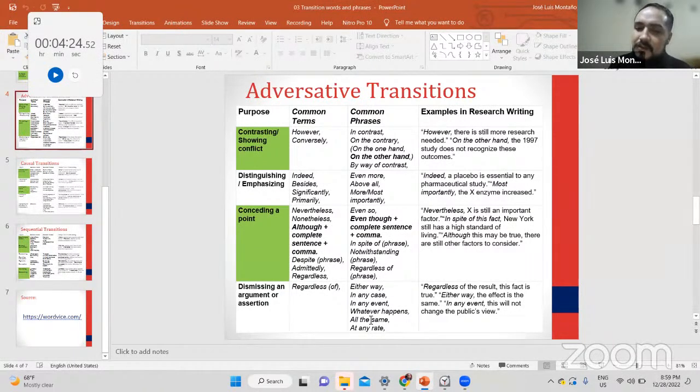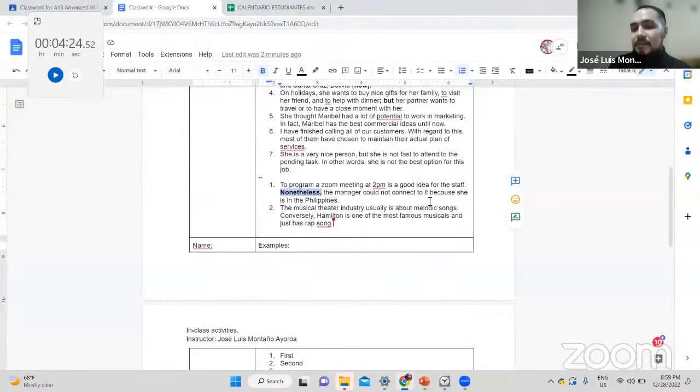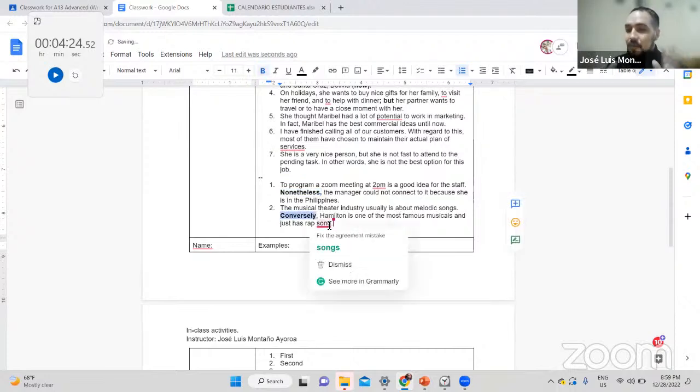But I think that in this case, it's a little bit clearer, right? This is usually the musical theater industry, and this is what Hamilton does on a daily basis. So that's, I believe, a contrast over there. So that's it. I'm going to give you then more time.